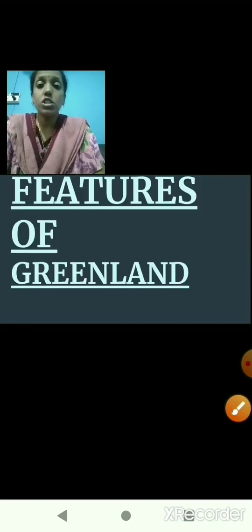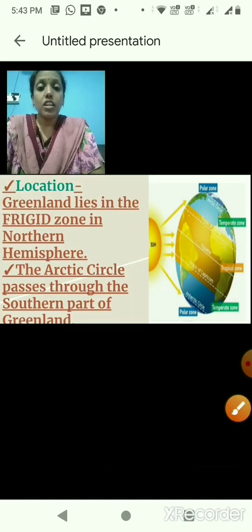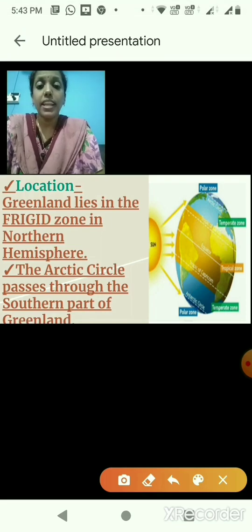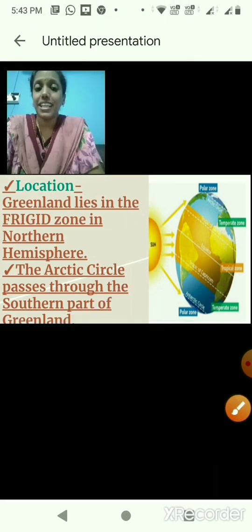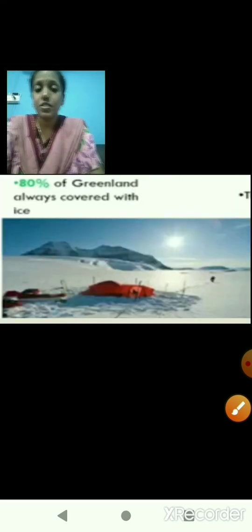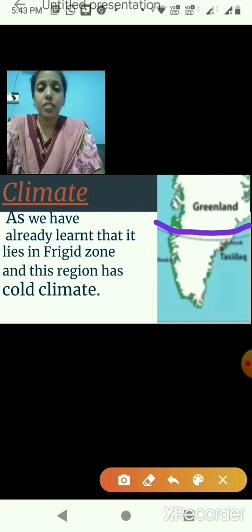We already saw about some of the features of Greenland. Let's see again. Location. Greenland lies in the frigid zone in northern hemisphere. The Arctic Circle passes through the southern part of Greenland. See children, this is the Arctic Circle.